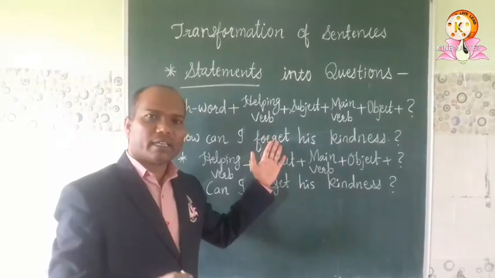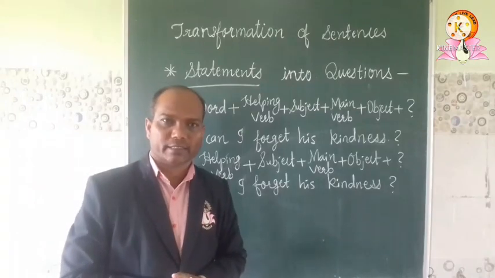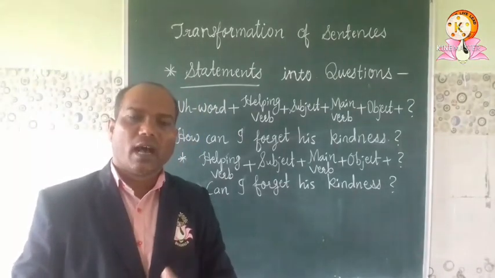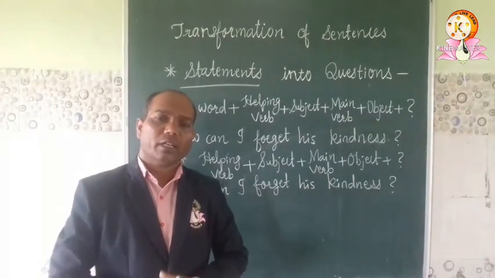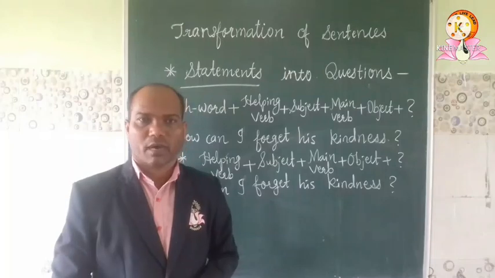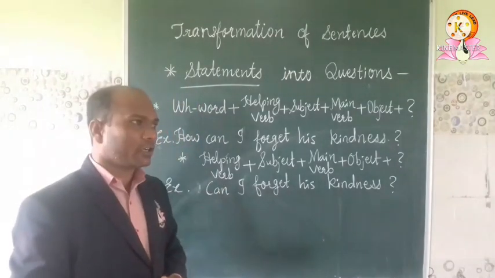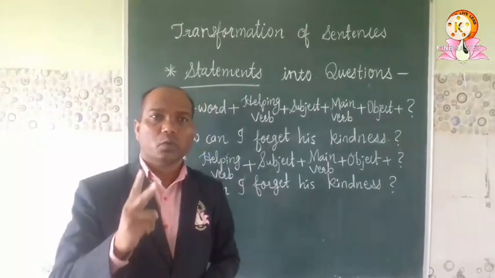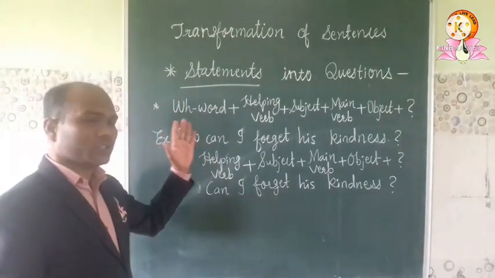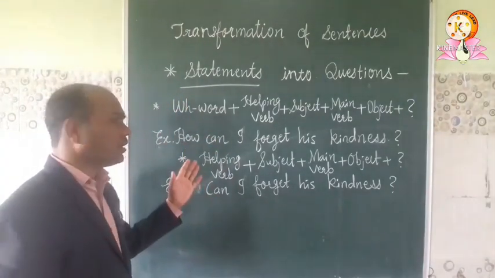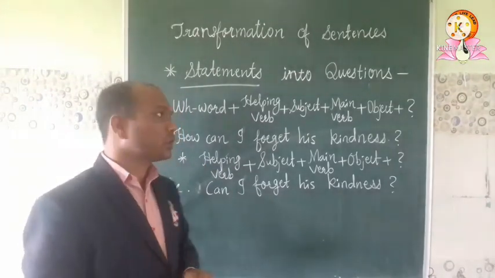Now dear friends, let us understand what are questions or interrogative sentences. A sentence which asks questions is called an interrogative sentence. An interrogative sentence ends with question mark. Now let us understand how to make the interrogative sentence. We know that there are two kinds of interrogative sentences. The first one is WH question and the second one is yes no type question. So let's understand first how to make WH question.